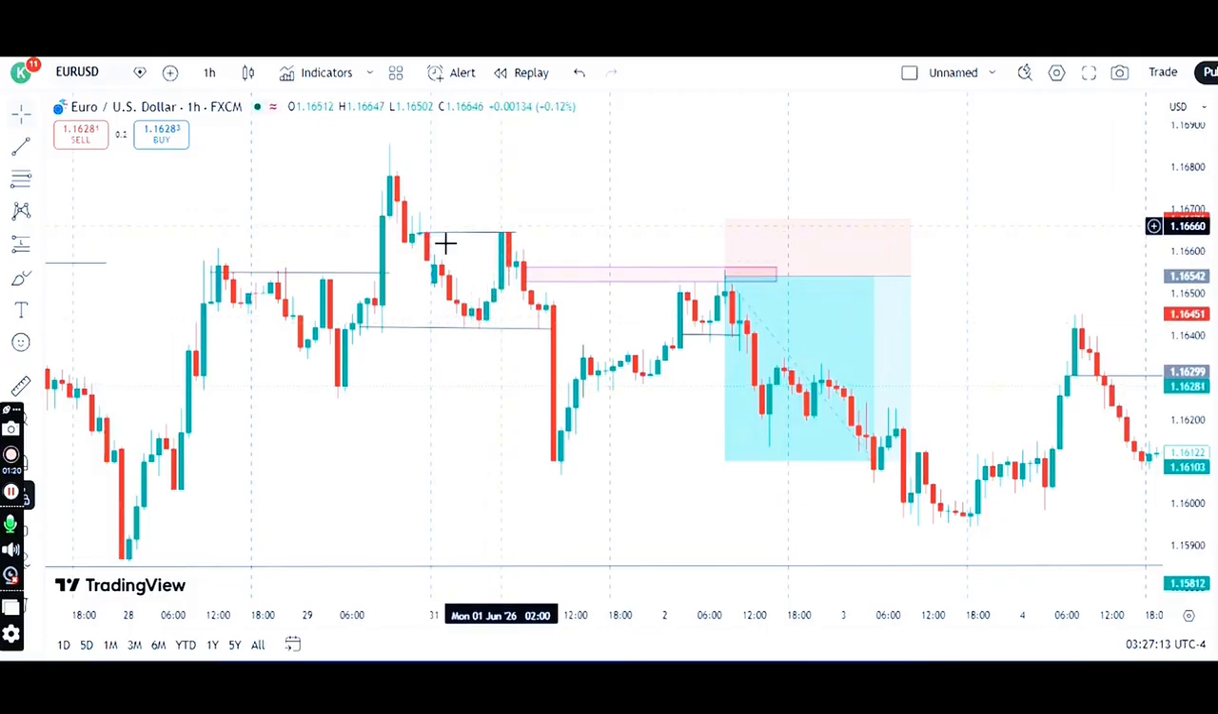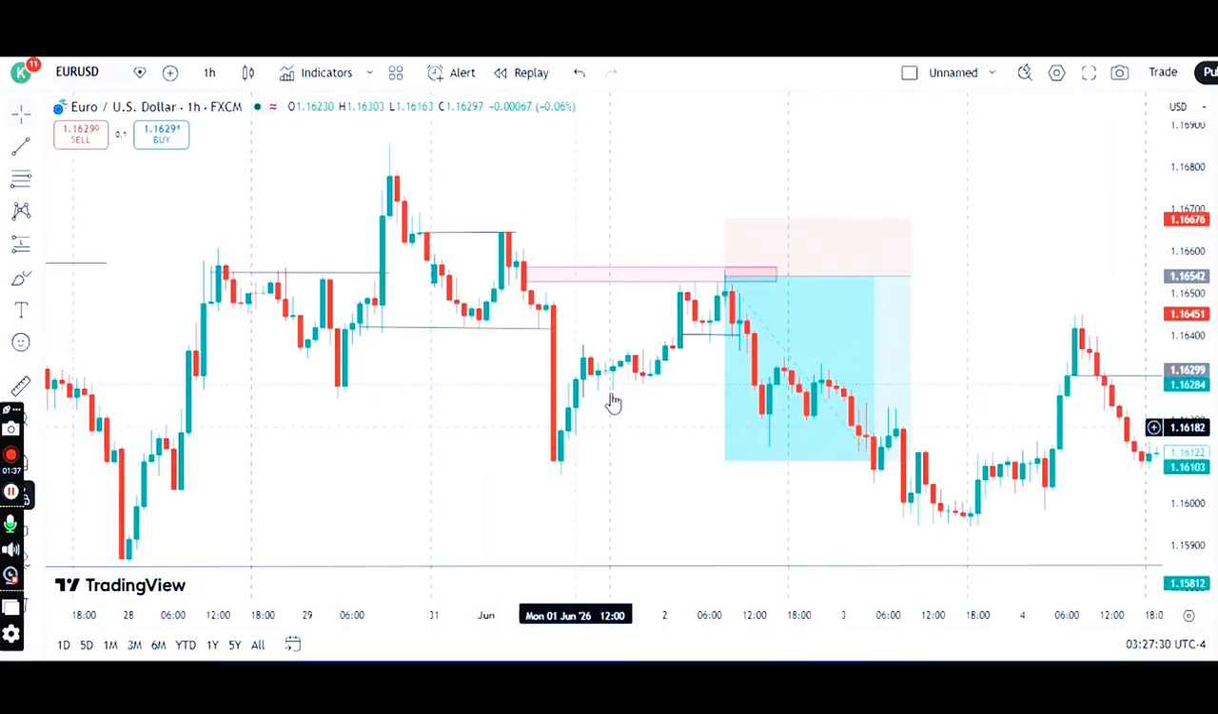Then if you look at this small tiny bullish candle that's touched here, it is now the order block here. If you look at it, the market returned to it, respected it, and created this movement, this run that took out this low.